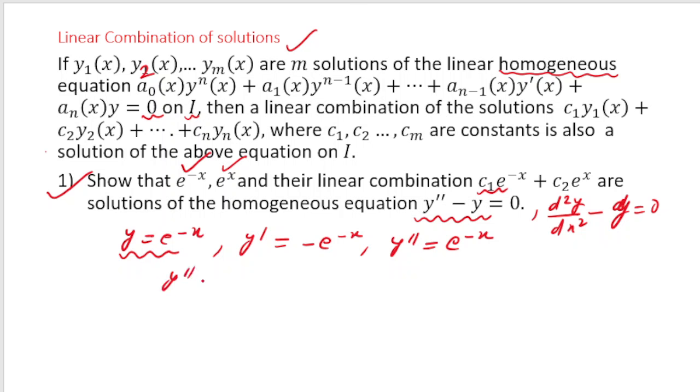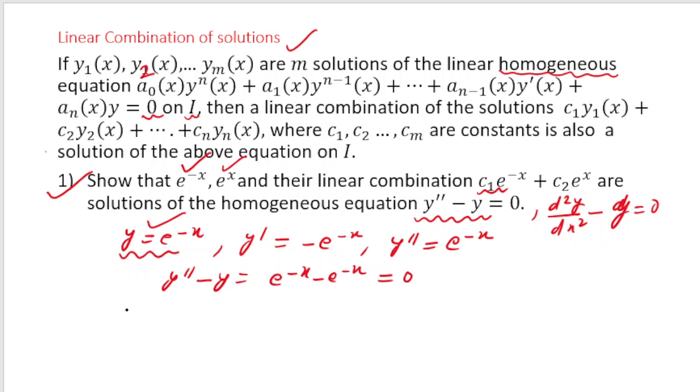So you can see that y double dash minus y is nothing but e to the power minus x minus e to the power minus x. It is equal to 0. Means y is equal to e to the power minus x is a solution of this homogeneous linear differential equation, because this is satisfying the equation.